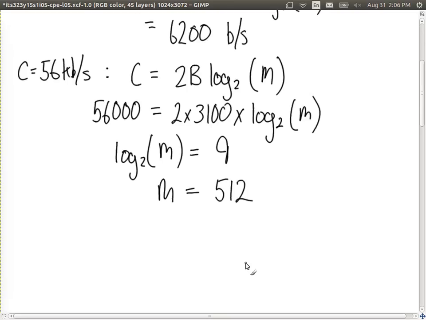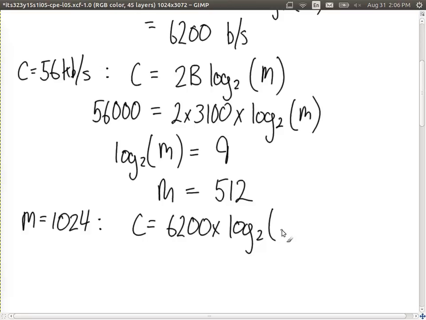How many levels? If we try to increase the capacity, if we went up to M equal to 1024 to get 10 bits per level, then it would become 10, which gives us 62 kilobits per second. So increasing the capabilities of our modem, getting a new modem which handles double the number of levels, so it's complex, more chance of errors, gives us an increase from 56K up to 62K. And at that point in time, another 6 kilobits per second was insignificant. To get that extra 6 kilobits per second, you have to go to a lot of effort.